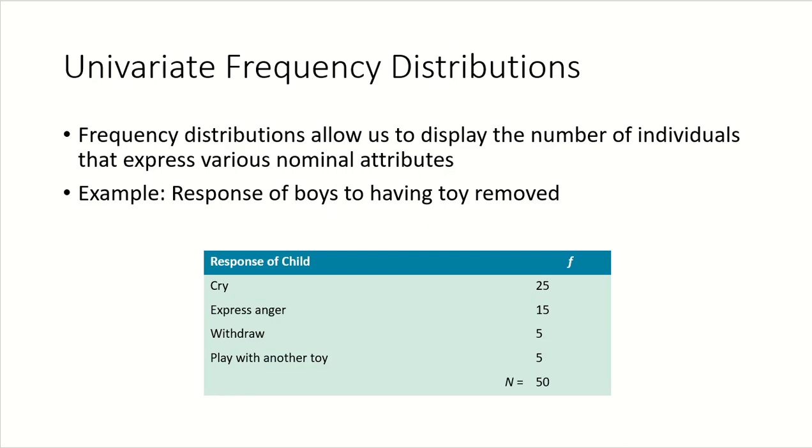And you can see this example, response of boys to having a toy removed from them. This is some kind of experiment with children. There are four different categories of responses, and the category with the highest frequency was crying. So the little boys, when their toy was removed, most of them cried, right? And that was followed by express anger, withdraw, play with another toy. So these categories don't have any rank order to them. They are nominal.